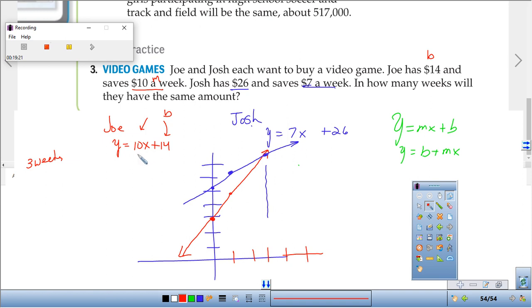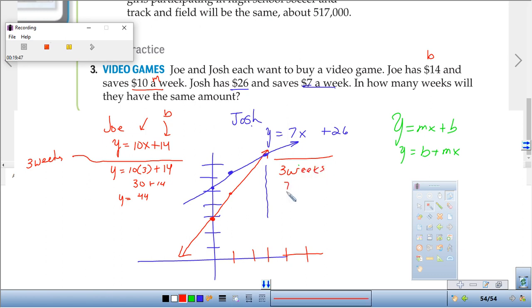At 3 weeks, this person will have y is equal to 10 times 3 plus 14. 30 plus 14 is 44. This person over here, at 3 weeks, we're going to go 7 times 3 plus 26, 21 plus 26, 47. Ooh, no bueno, right?